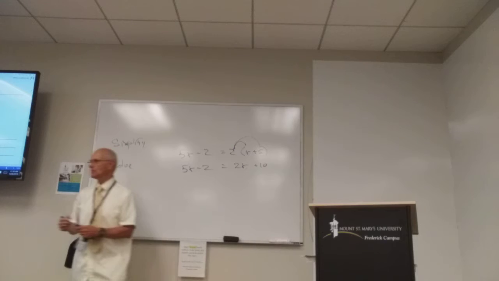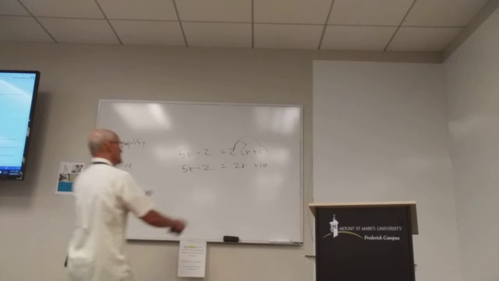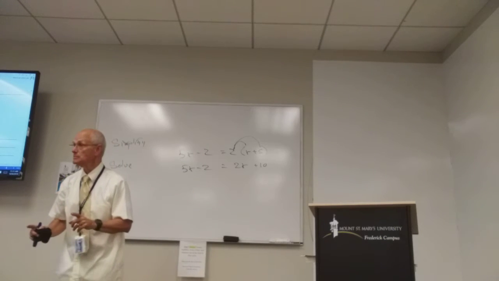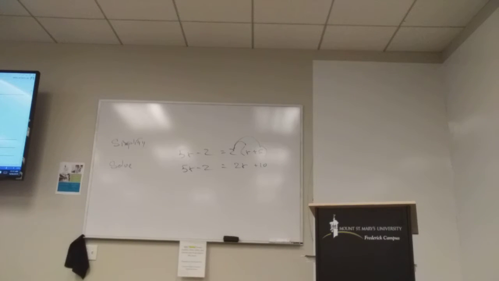I can use the distributive property. I simplify. I made it easier. Now, I look at this problem, and I read it. 5r minus 2 equals 2r plus 10. It's harder. It's got r on both sides. I can't add it. I can't subtract it. I've got to solve. When I solve, do the addition, subtraction, and then the multiplication, division. So I need to do some adding and subtracting first.